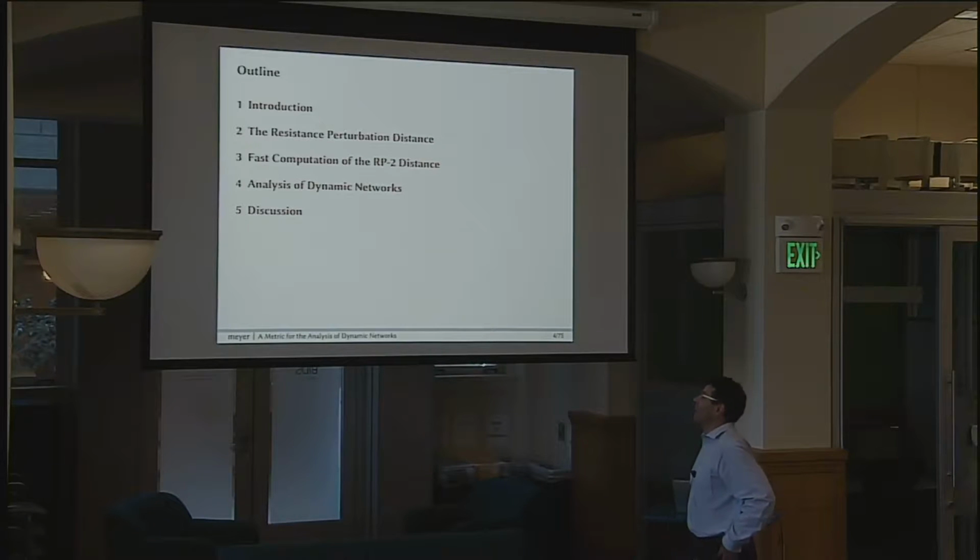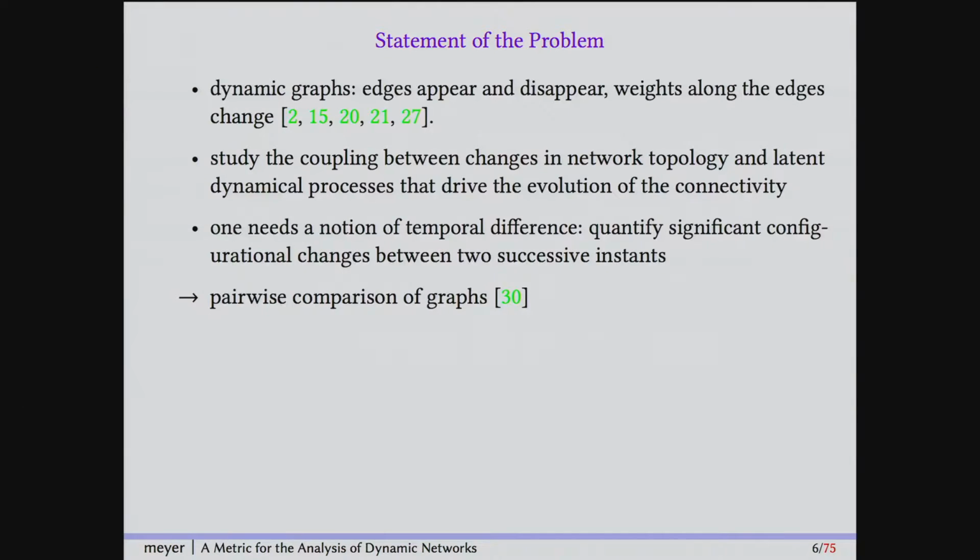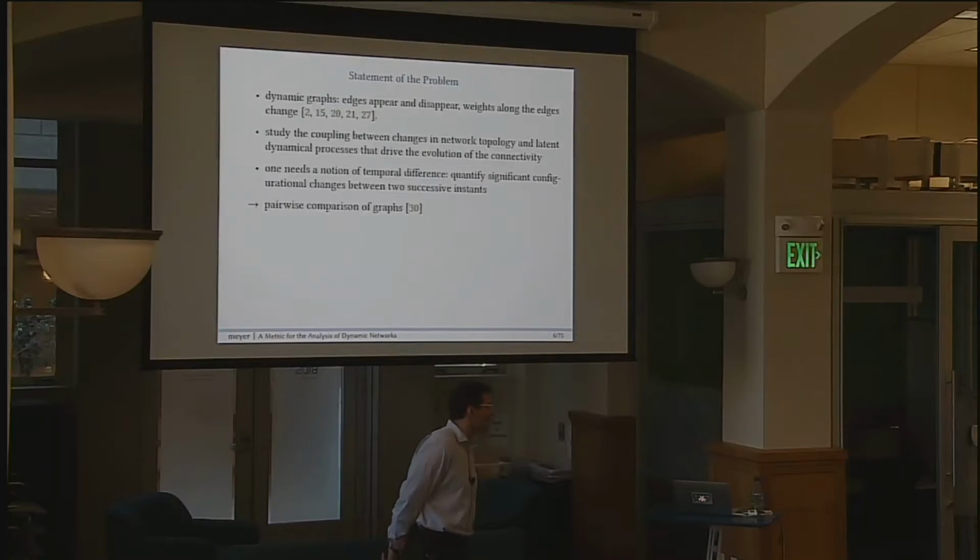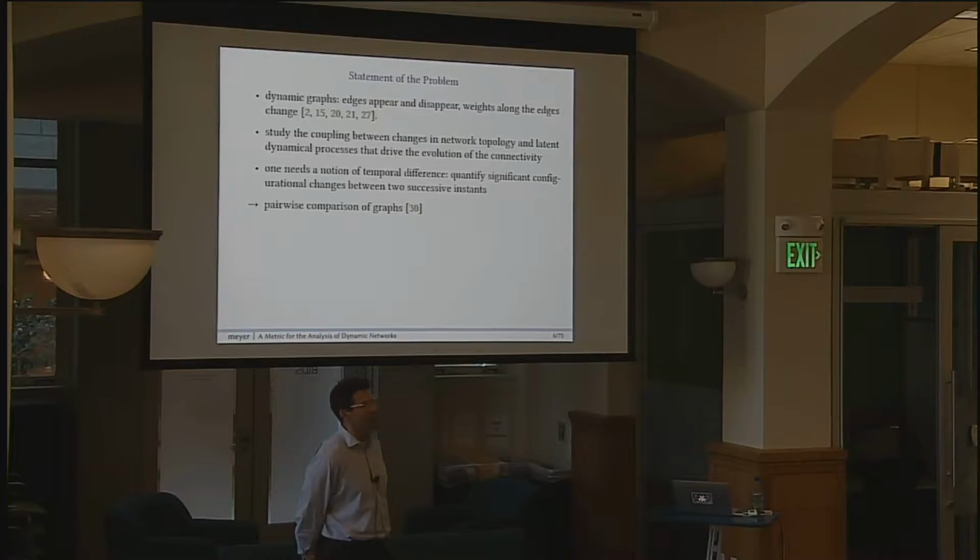So I'd like to give you a little bit of introduction about the problem that I'm interested in. Unfortunately, the talk is maybe a little miscalibrated. It might be a little dry, and I'll try to inject some intuition. So the question we're interested in is one of trying to come up with a good notion of measuring, quantifying significant differences as one looks at time-evolving dynamic graphs.